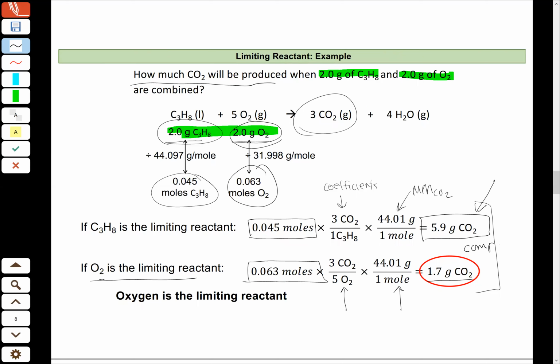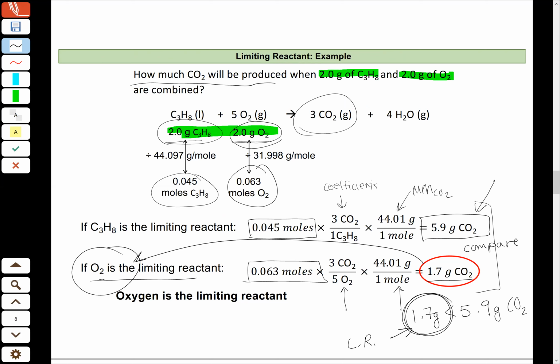And now I compare. And 1.7 grams is less than 5.9 grams of CO2. So that means whatever assumption I made that led me to calculate 1.7, that's where my limiting reactant is. And so I just backtrack from my 1.7. I go, aha, I assumed oxygen was the limiting reactant. I started with 2 grams of oxygen to calculate 1.7. So that means oxygen is the limiting reactant in this problem.